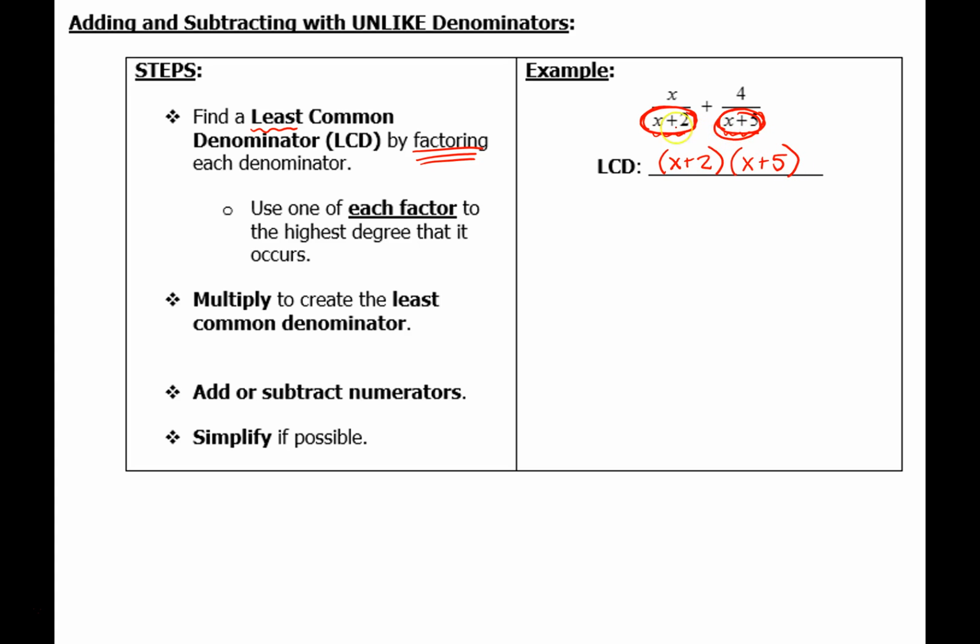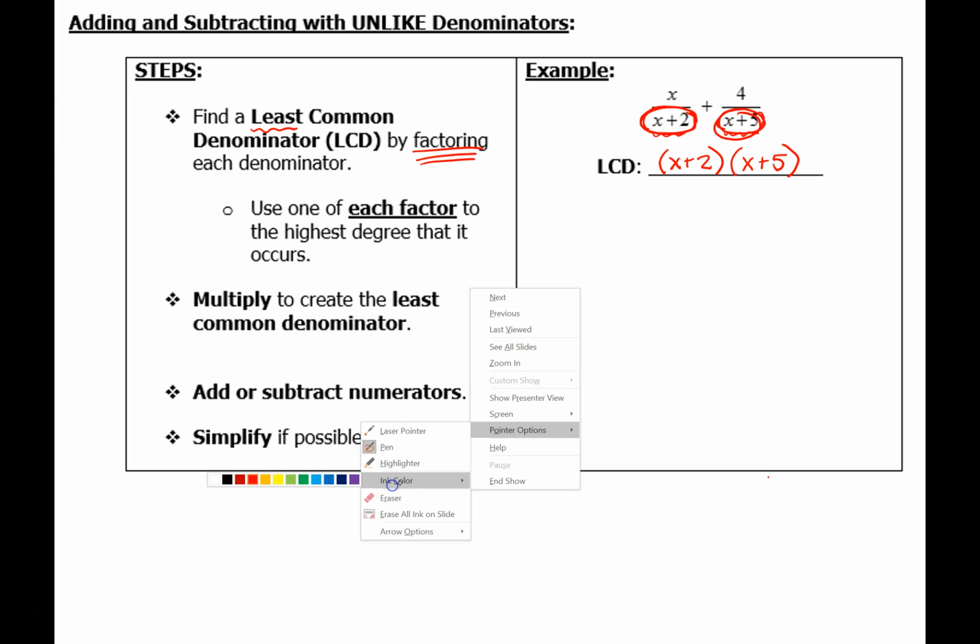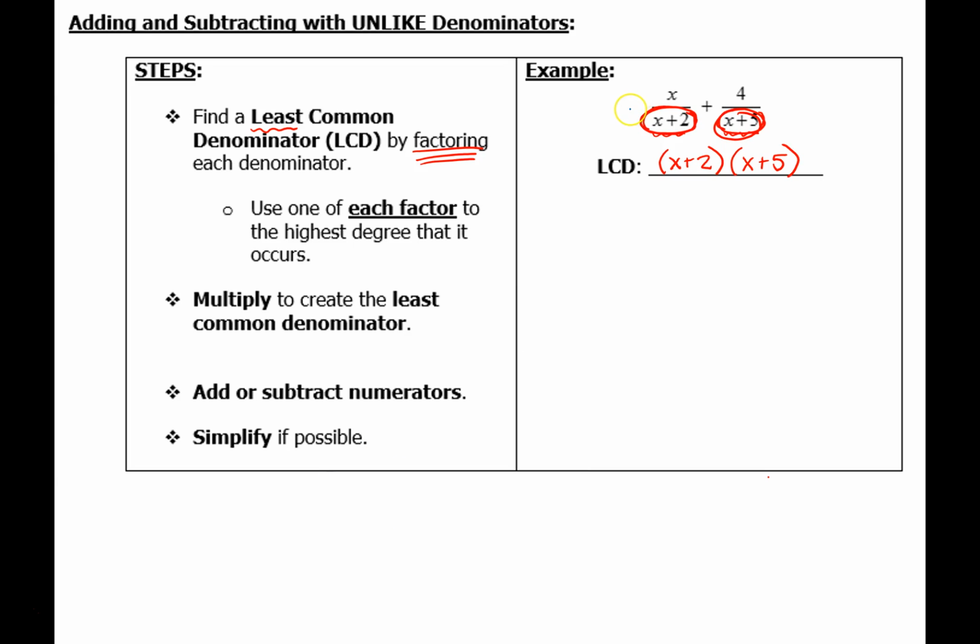These two factors don't match one another, so I need one of each of them in my new common denominator. So now we're going to do the second step, which is multiplying to create the least common denominator. We are going to take our least common denominator that we just came up with, and we're going to multiply this left expression, and then we're going to multiply this right by whatever's missing from the denominator.